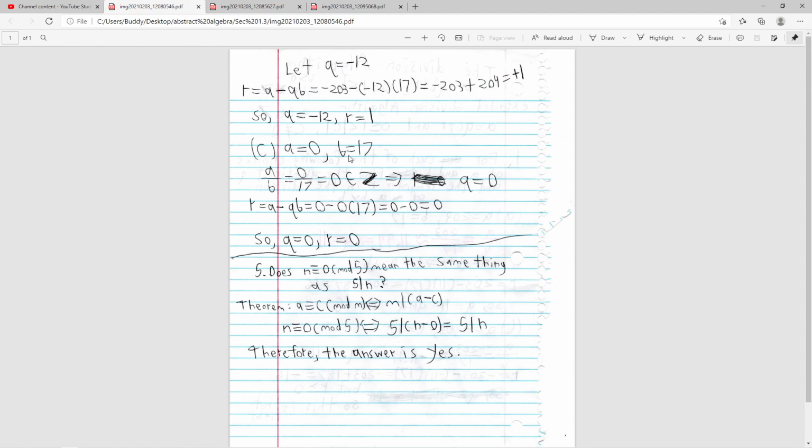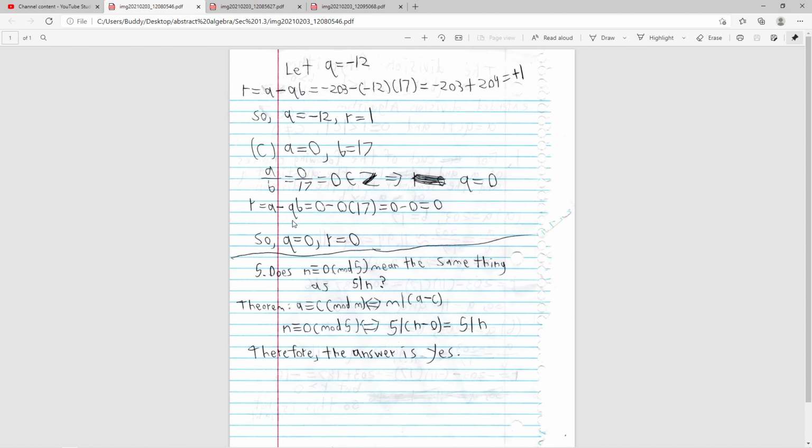a equals 0, b equals 17. Well, we know 0 divided by 17 will equal 0, which is already an integer. So we have perfect division here. We have no remainder division. So q equals 0 and r equals 0. We can even check it when we know q is equal to 0. There's no possibility of rounding. It would be 0 minus 0, which is equal to 0. So r is equal to 0 and q equals 0.